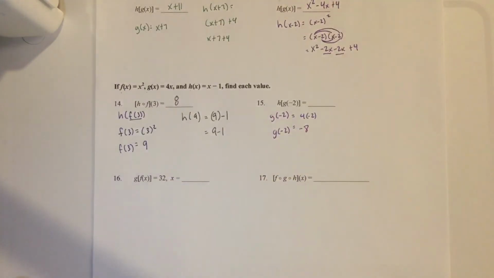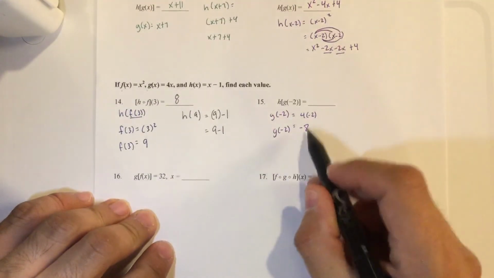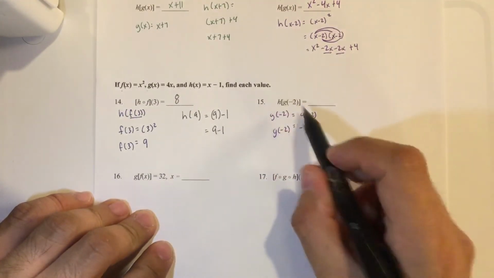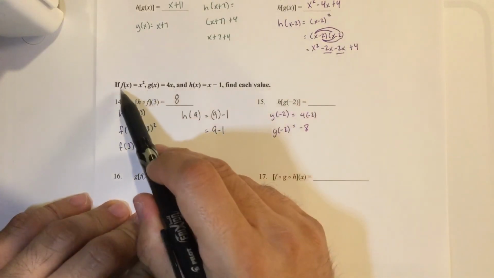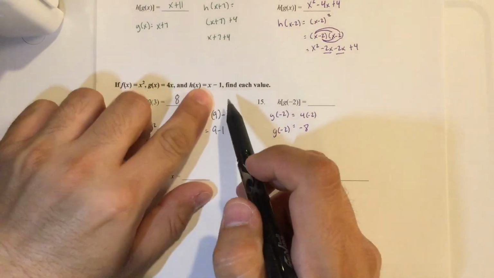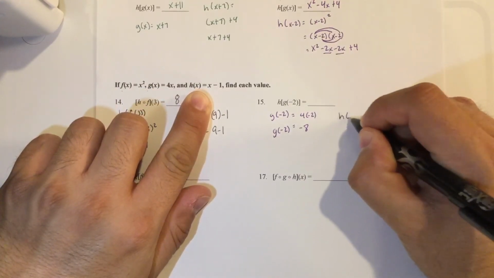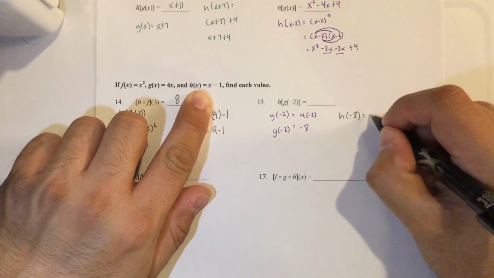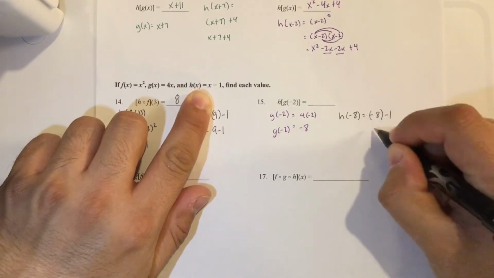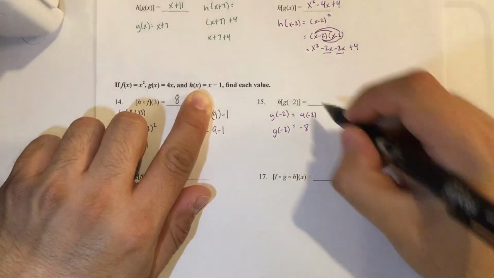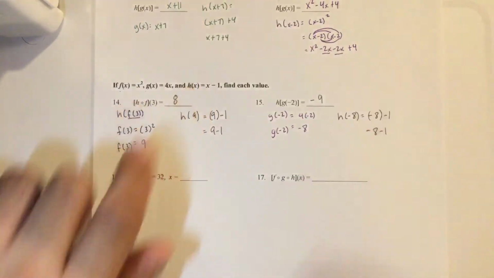Now we're going to take g of negative 2 equals negative 8, and we're going to substitute it into the h. So there's f, g, there's h. So h is x minus 1. So let's do h of negative 8. That's going to be negative 8 minus 1, which is negative 9.